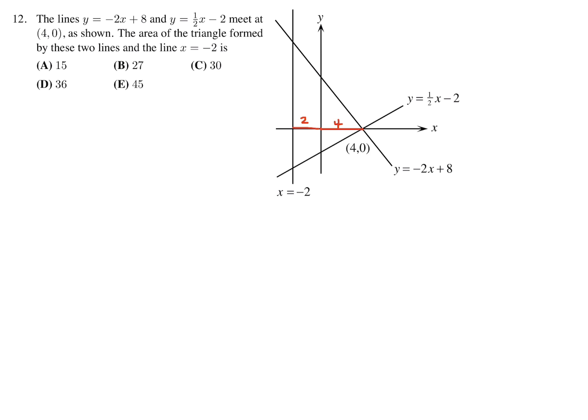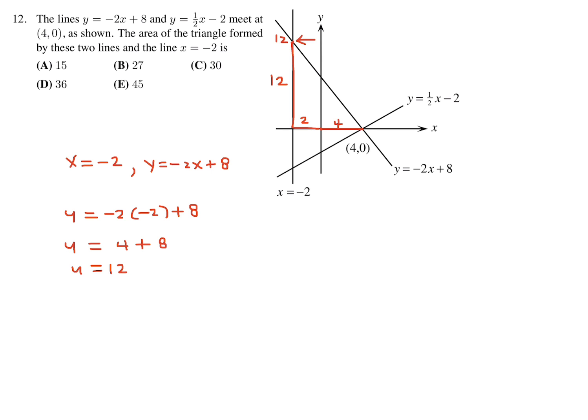All right, so to figure out the base, that's just 2 plus 4. But to figure out the height, I'm going to need to know this coordinate right here. Well, that is the intersection of x equals minus 2 and y is equal to minus 2x plus 8, those 2 lines. So substitute one into the other. So I've got y is equal to minus 2 times minus 2 plus 8, and therefore that is 4 plus 8, and therefore y is equal to 12. So this distance here is 12.